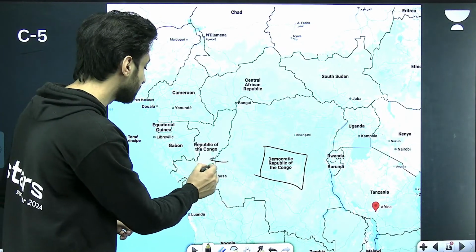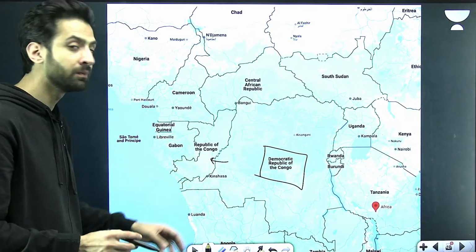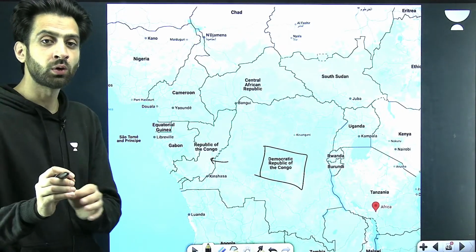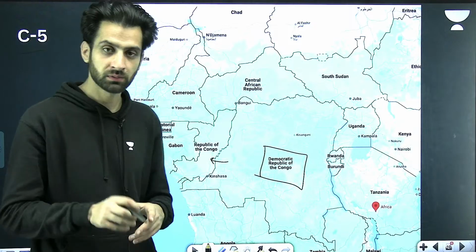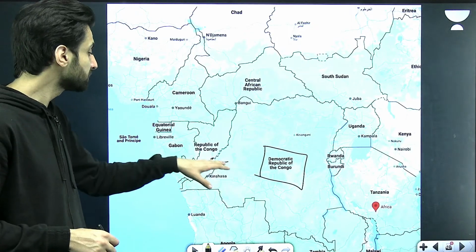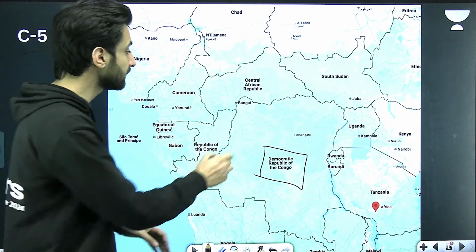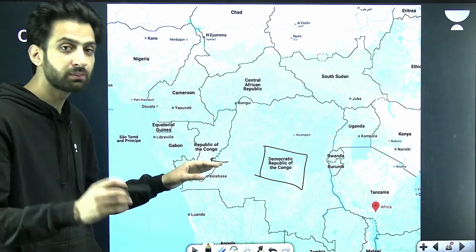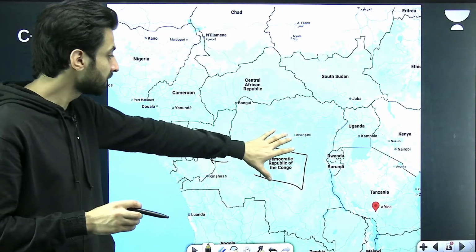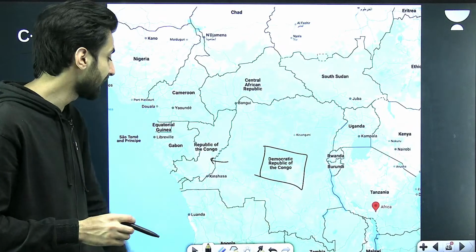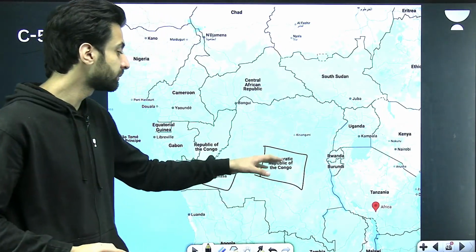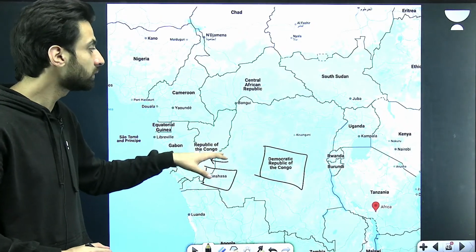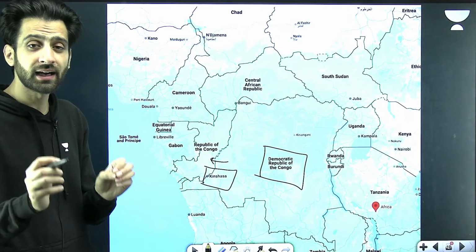On its western part, you will find Republic of Congo. Democratic Republic of Congo and Republic of Congo, don't get confused. Correct, Zainab. Don't get confused between the two. Democratic Republic has a huge size as compared to Republic. So you can just figure it out based on the size as well. The capital is Kinshasa, of the Democratic Republic of Congo. Then you have Republic of Congo. These are the 2 countries starting with C.